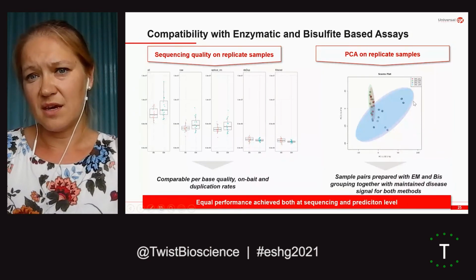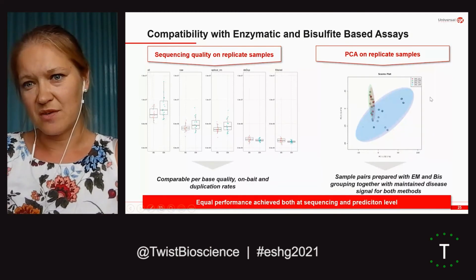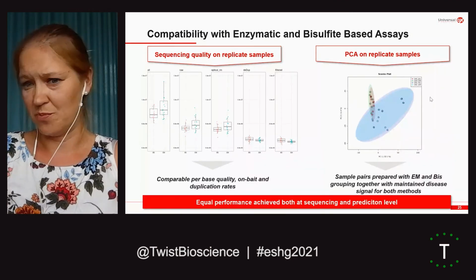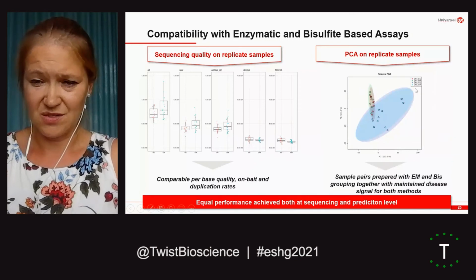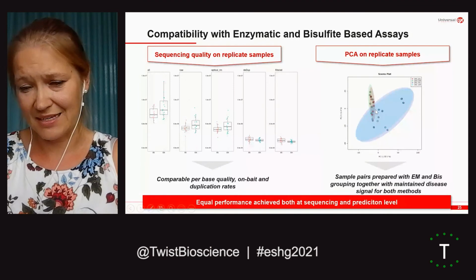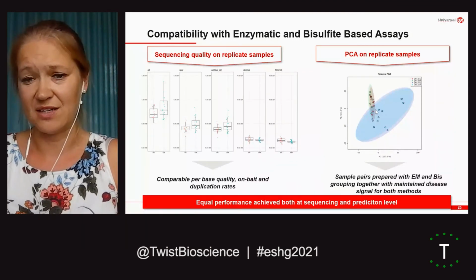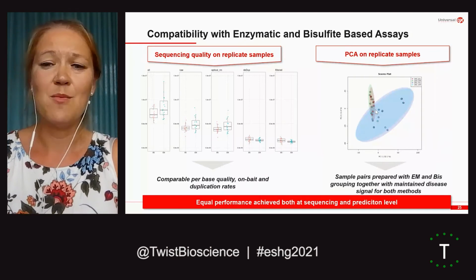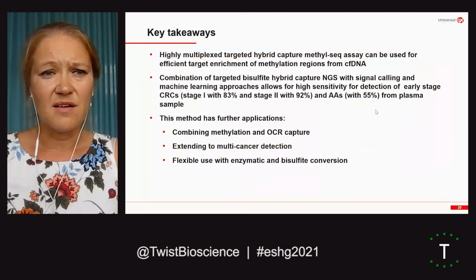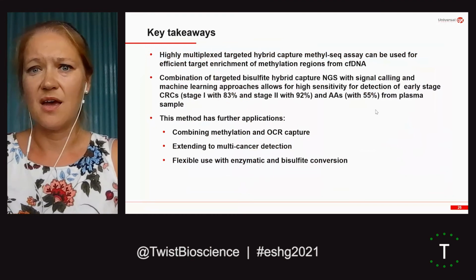If you look at the PCA on this replicate analysis, we had 8 samples that were control samples and 8 samples that were CRC samples, prepared with 2 methods. On the PCA, you can see that the separation is based on the disease state, not by the preparation method itself. This shows that the signal that we see is really disease specific, and both methods are working for this.